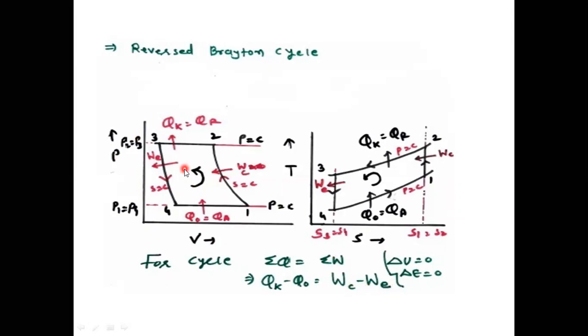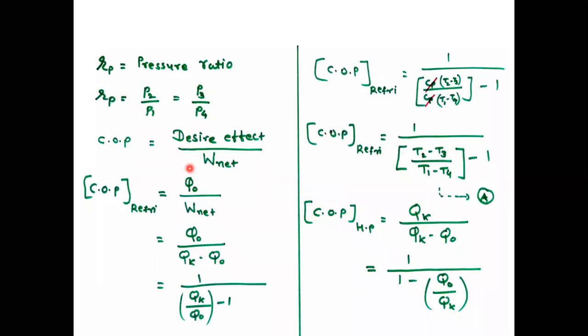The cycle is in an anti-clockwise manner. That is why the reverse Brayton cycle is a power absorbing cycle, and for a power absorbing cycle we have to derive COP. If the cycle is in a clockwise manner, then the cycle must be a power producing cycle, and for a power producing cycle we have to derive the air standard efficiency. But here the case is an anti-clockwise, power absorbing cycle, that is why we have to derive the COP, coefficient of performance.